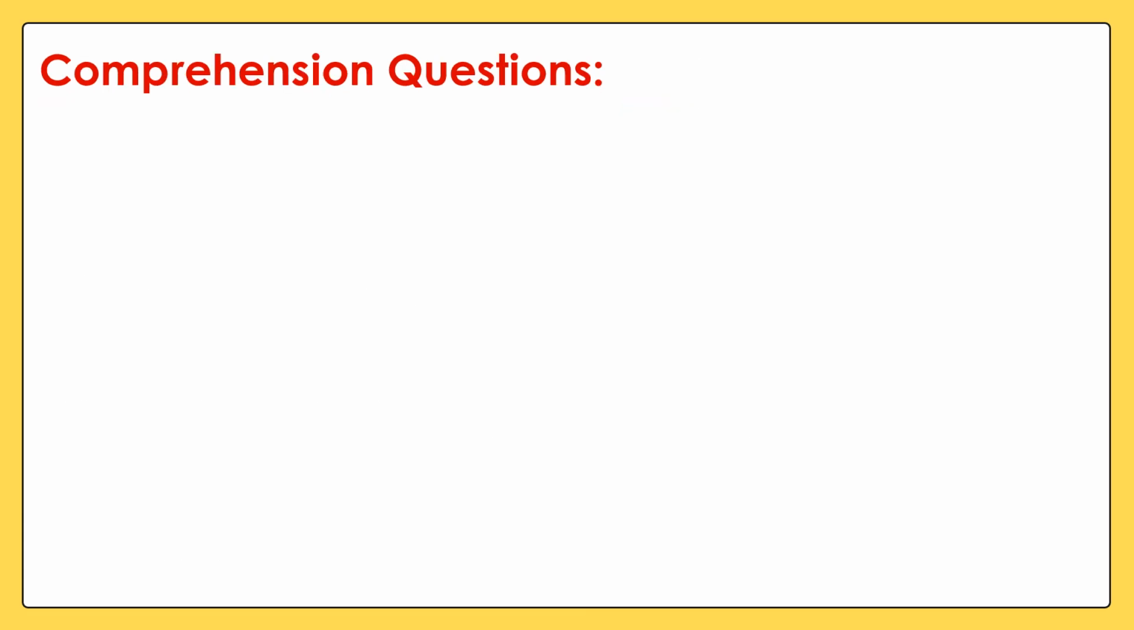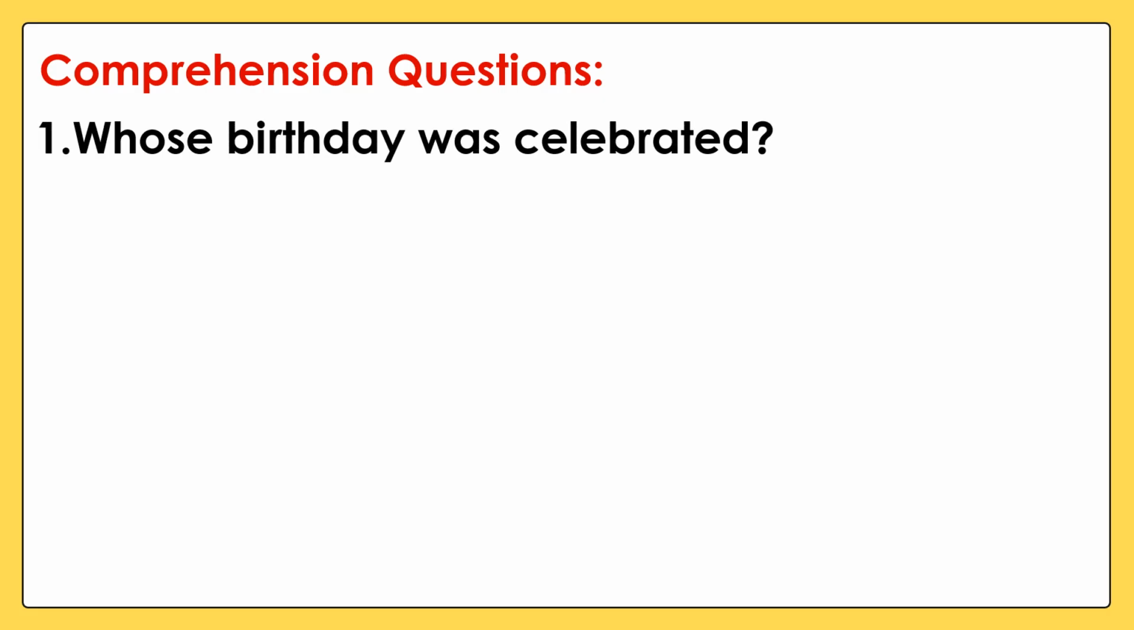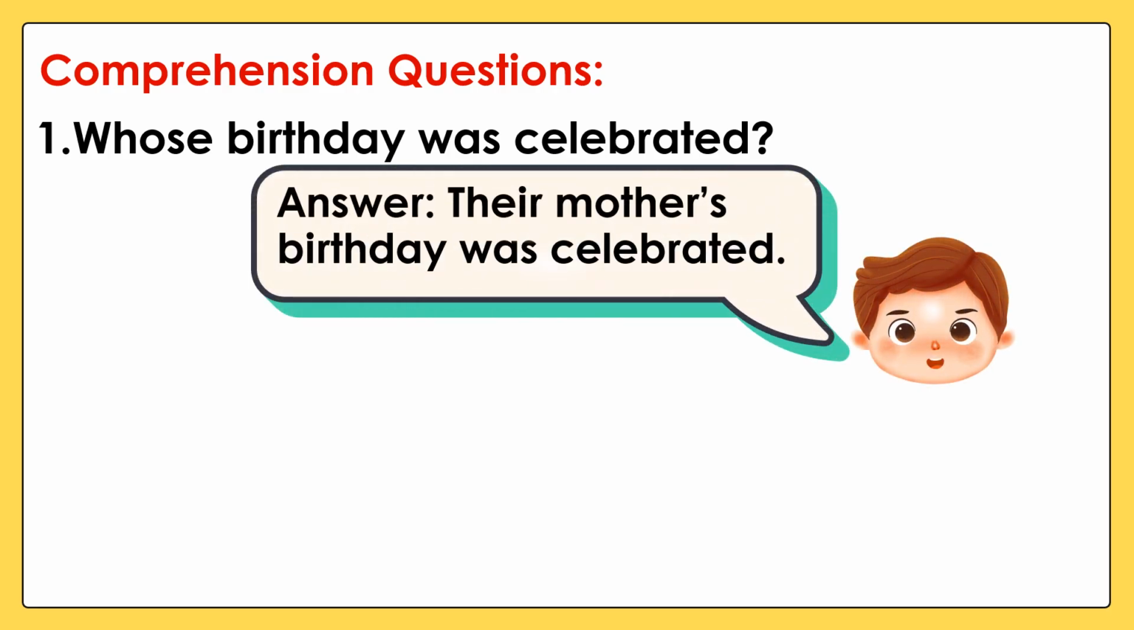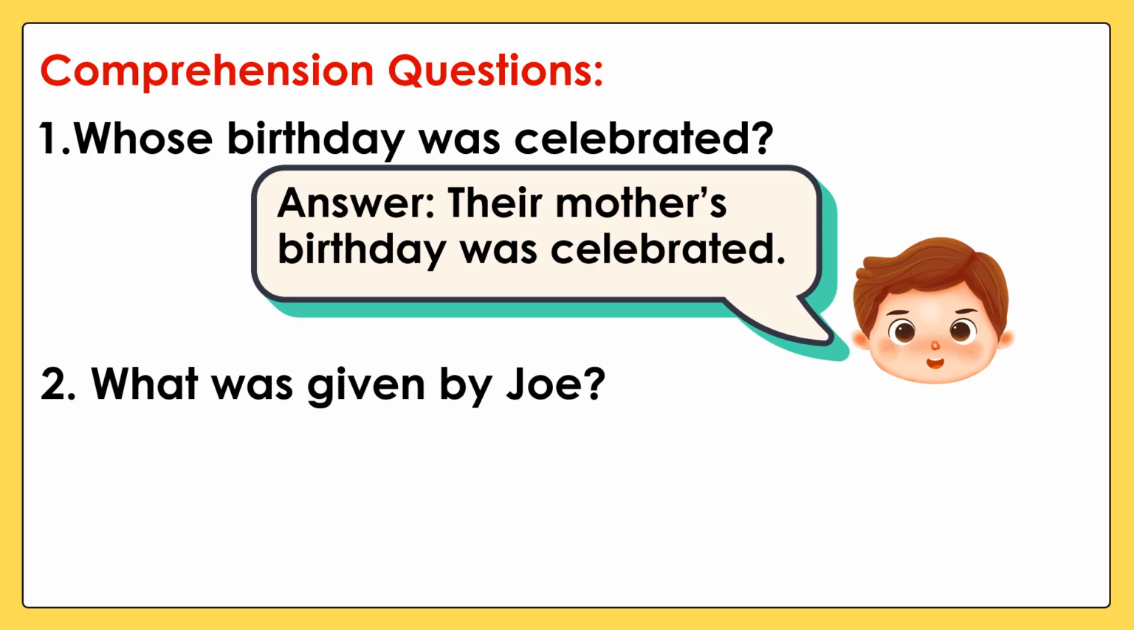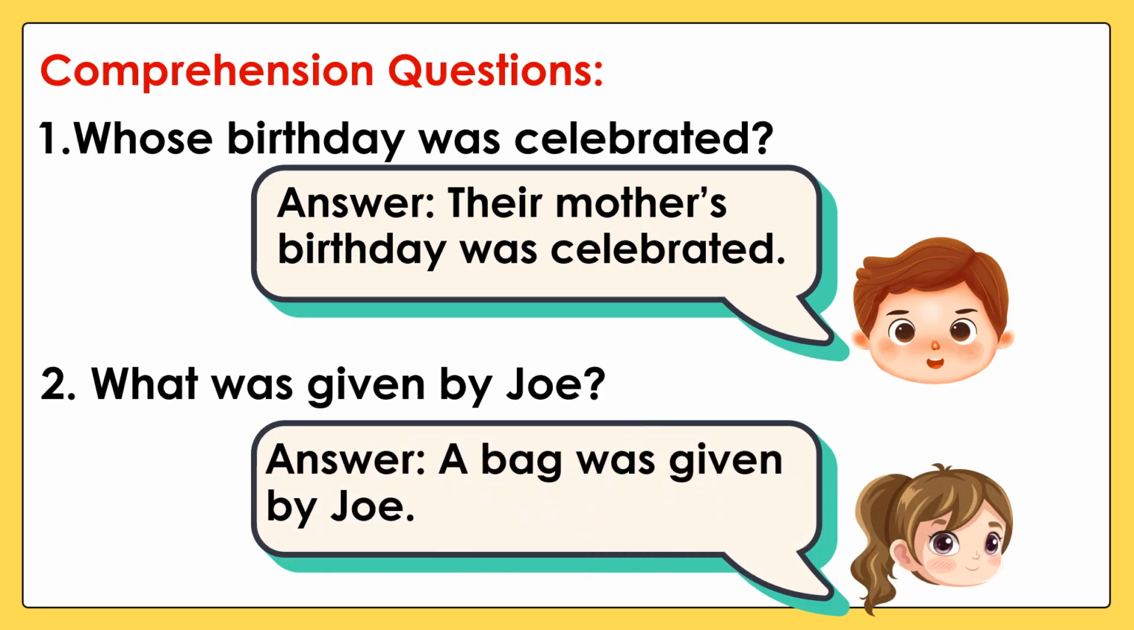Now, let's have comprehension questions. Number 1, whose birthday was celebrated? The answer, their mother's birthday was celebrated. Number 2, what was given by Joe? The answer, a bag was given by Joe.